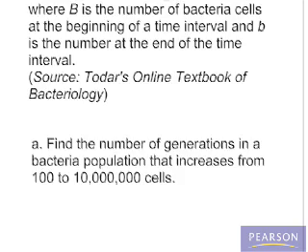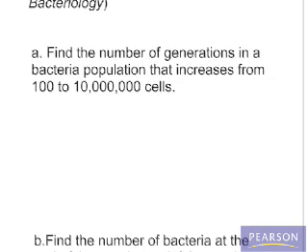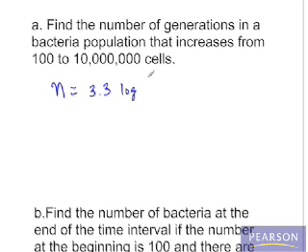So for A, we'll start with the equation n equals 3.3 times the log of little b over capital B. And we'll substitute in the variables that we know. We're looking for the number of generations, so we're looking for n. 3.3 log base 10, increases from 100 to 10 million.